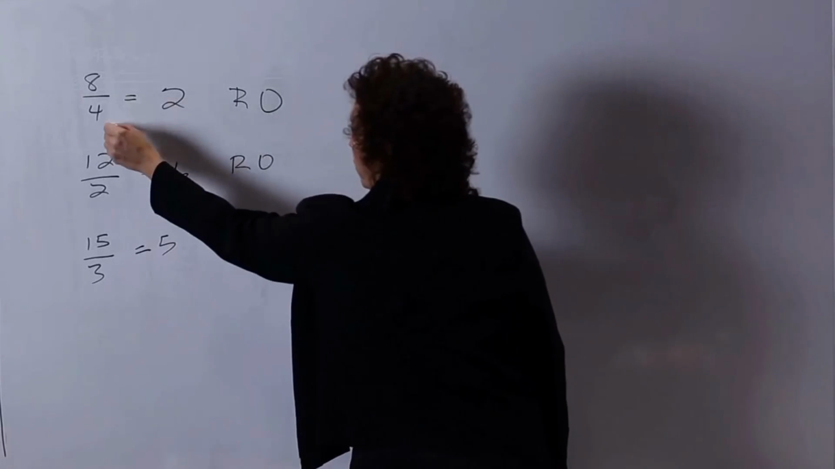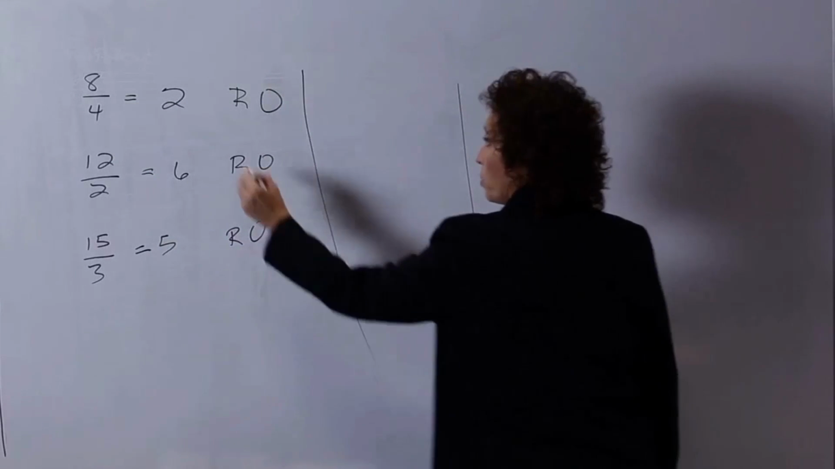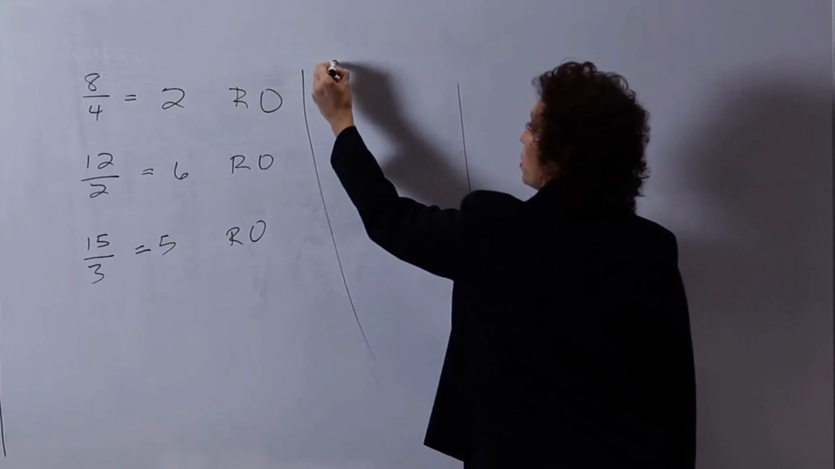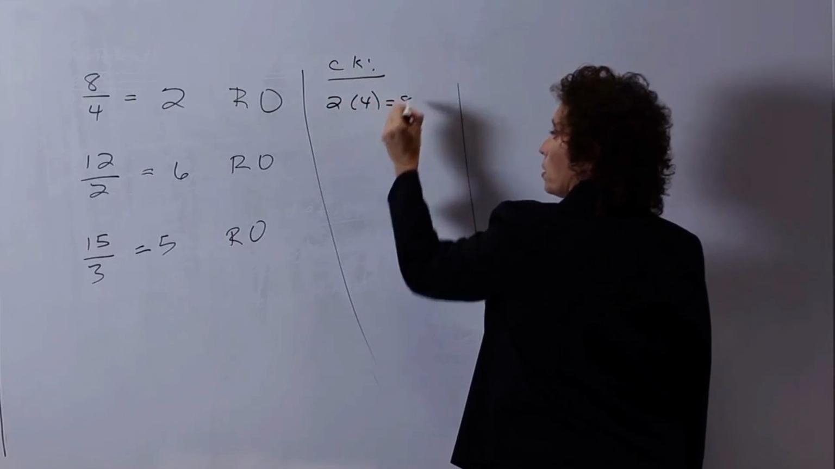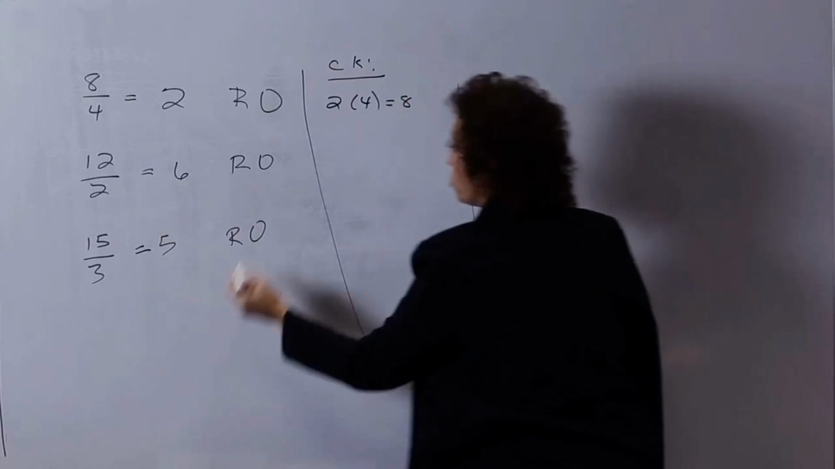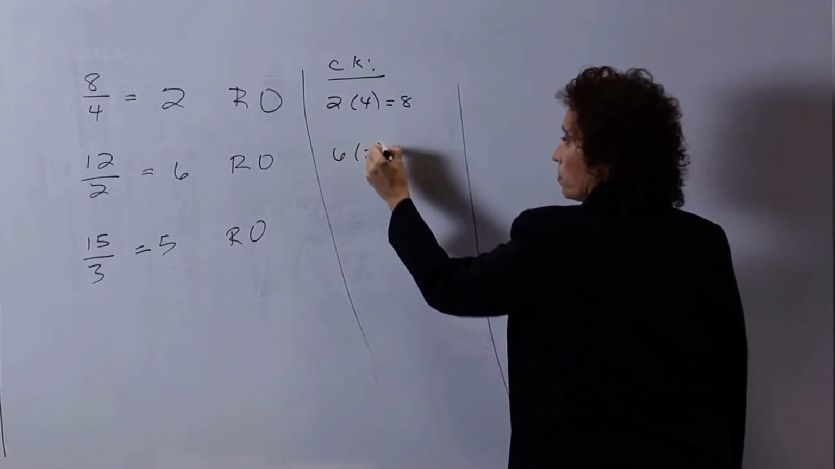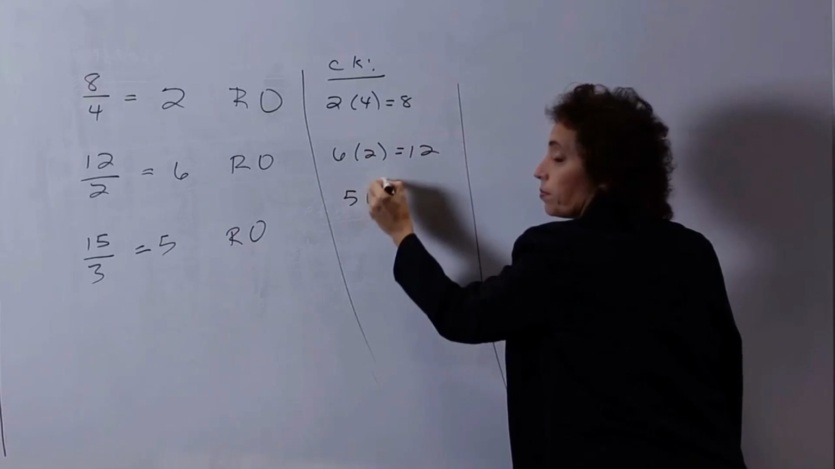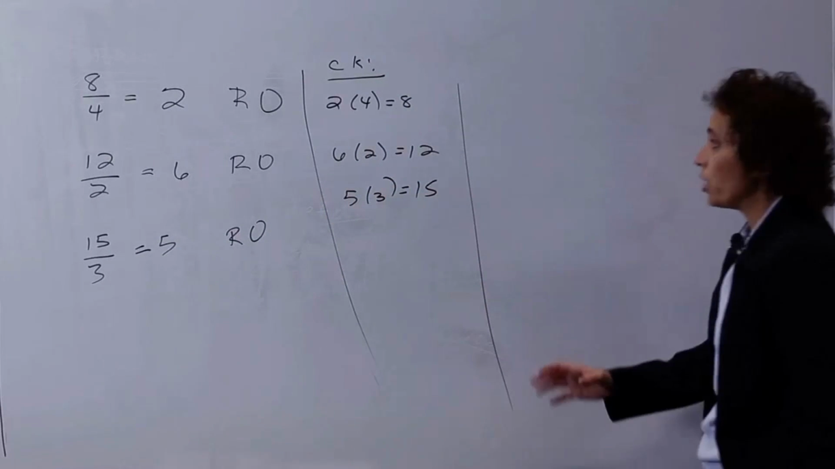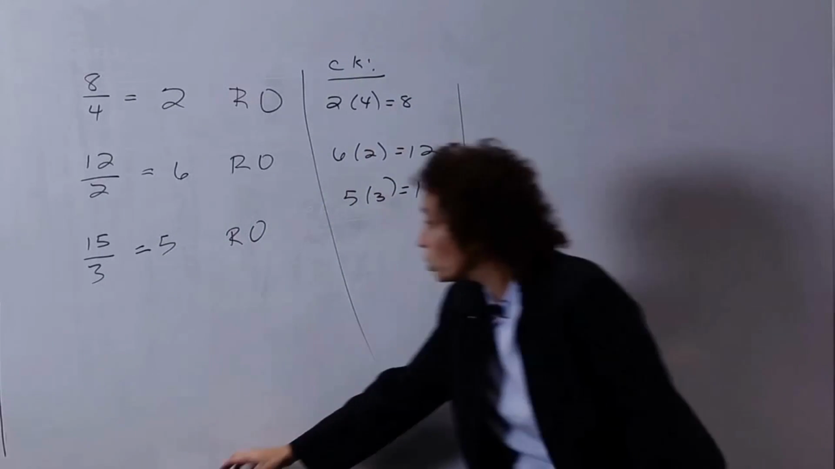Okay, so 8 divided by 4 is 2. So the check, remember, is 2 times 4 is 8. And here the check is 6 times 2 is 12. And here 5 times 3 is 15. So those are the checks. Let's make sure we write this down, how we check.